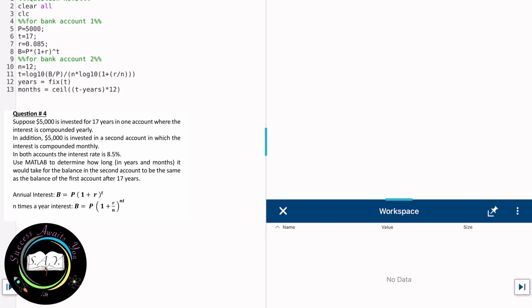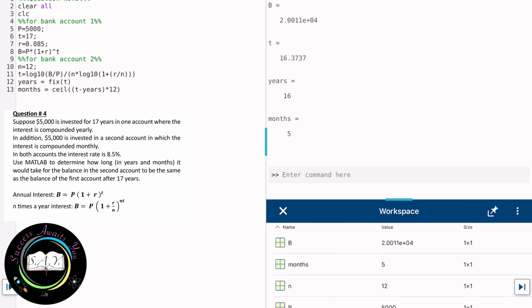After running the program, we can see that the second account will take 16 years and 5 months to have the same balance as that of the first account.